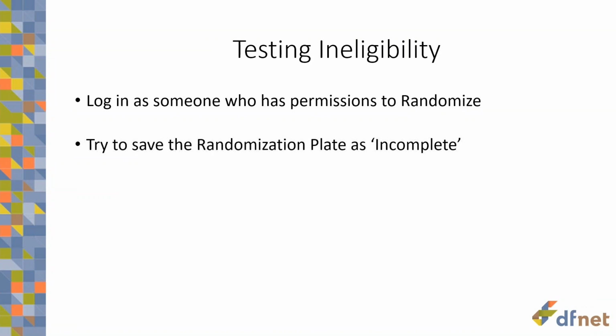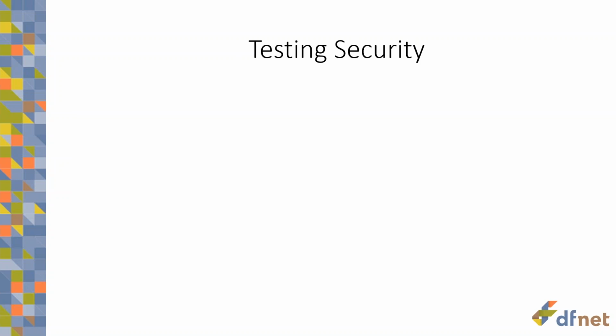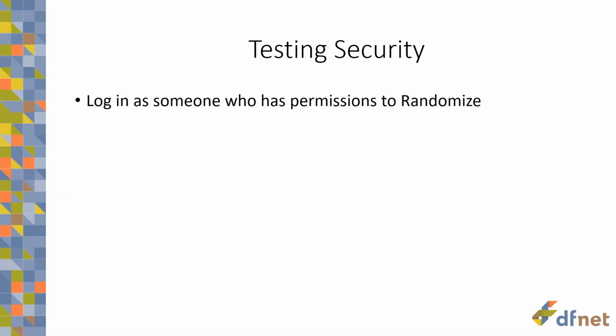Testing ineligibility: log in and try and save the plate as incomplete. We did that. It didn't let us save it. Try and save the randomization plate when the subject does not pass the eligibility test. So make sure that the conditions for random ready are false and try and randomize. It should fail.